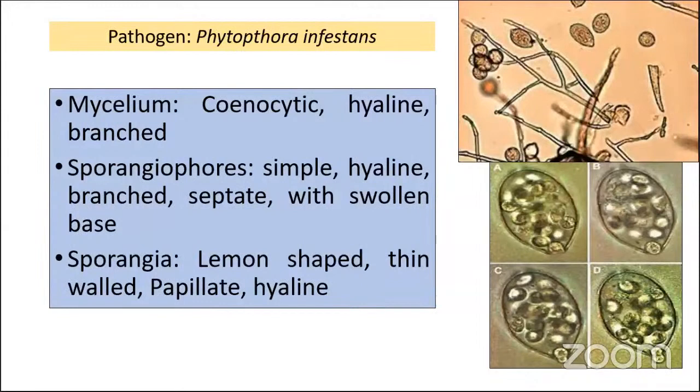These are the types of sporangiophores. These sporangiophores are hyaline, simple, and branched. Septate means they are divided into different compartments, and we can see the different septa, so it is called a septate mycelium. The sporangiophore has a swollen base and is slender towards the tip. These are the characteristics of the sporangiophores of Phytophthora.